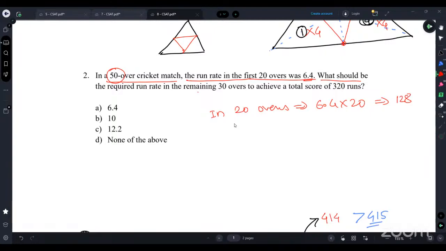Now, the remaining 30 overs are there, and we have to reach a total of 320 runs. So already 128 runs have been made. How many runs are remaining now? 192 runs are remaining, right? So for making 192 runs, what should be the average of each?